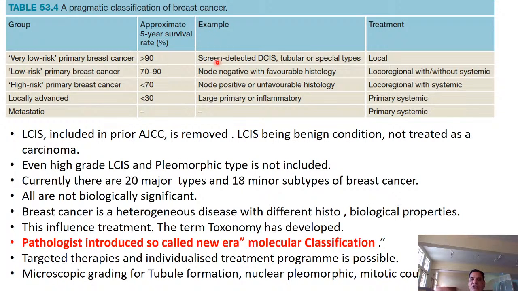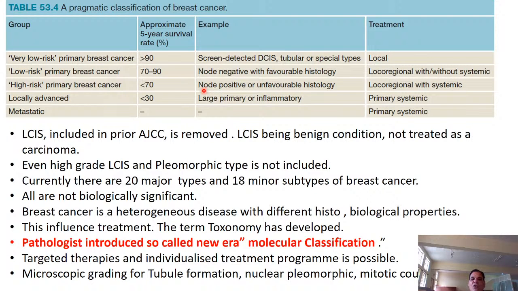Examples are screen detected DCIS, that means very low risk. What is done here? The cancer is diagnosed during a screening program. See the difference. You have diagnosed it without manifestation, in screening. That is why you have got a 90% chance of 5 years survival. That is why the screening program has got its own importance. And treatment is very simple. It is a local excision.